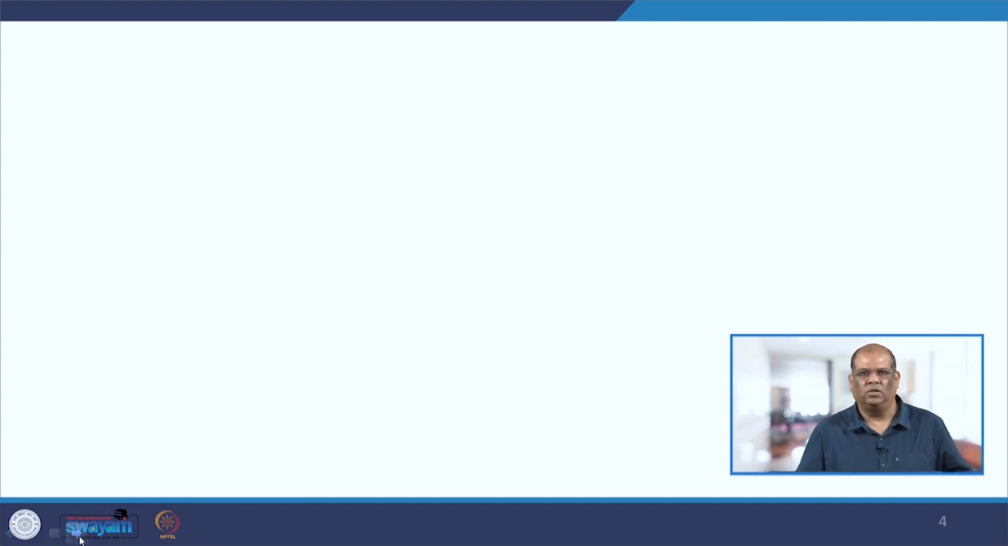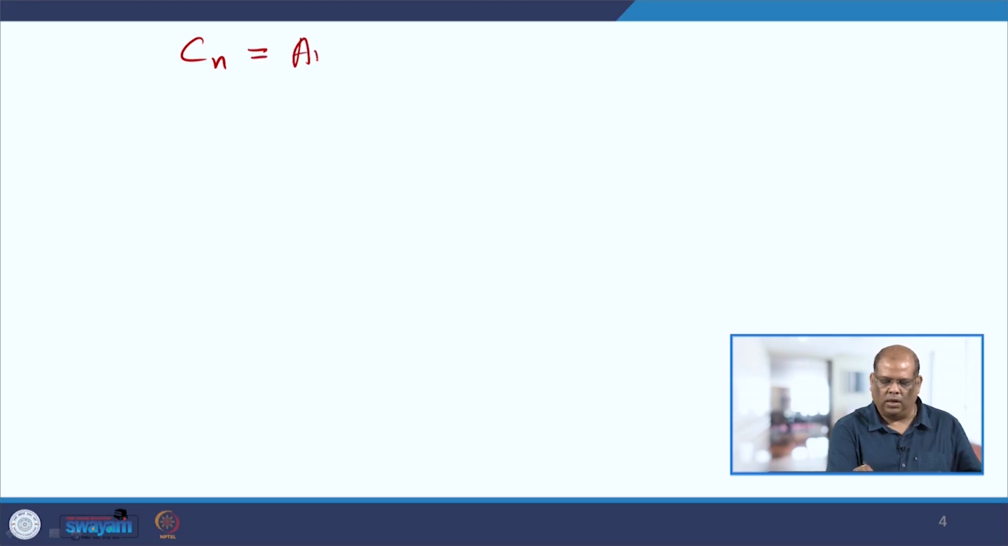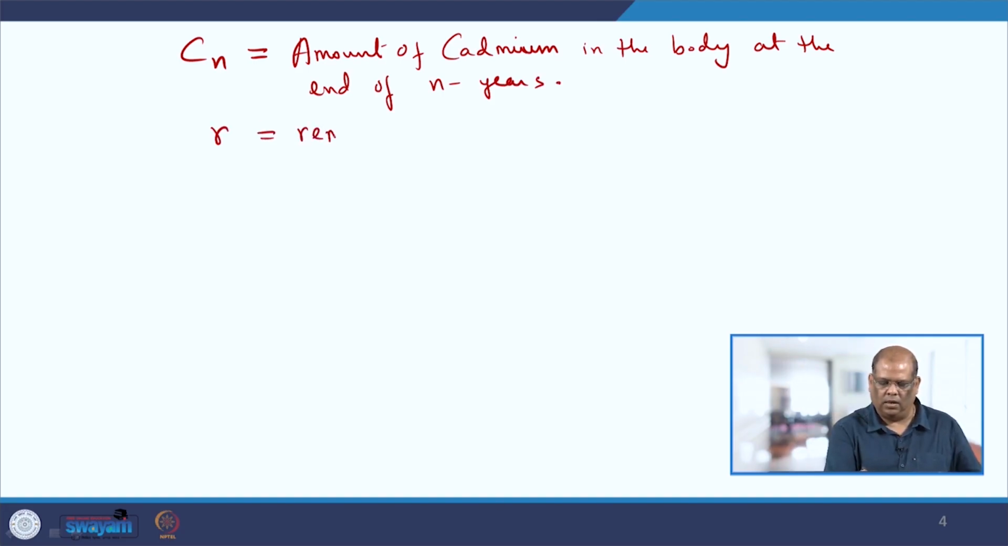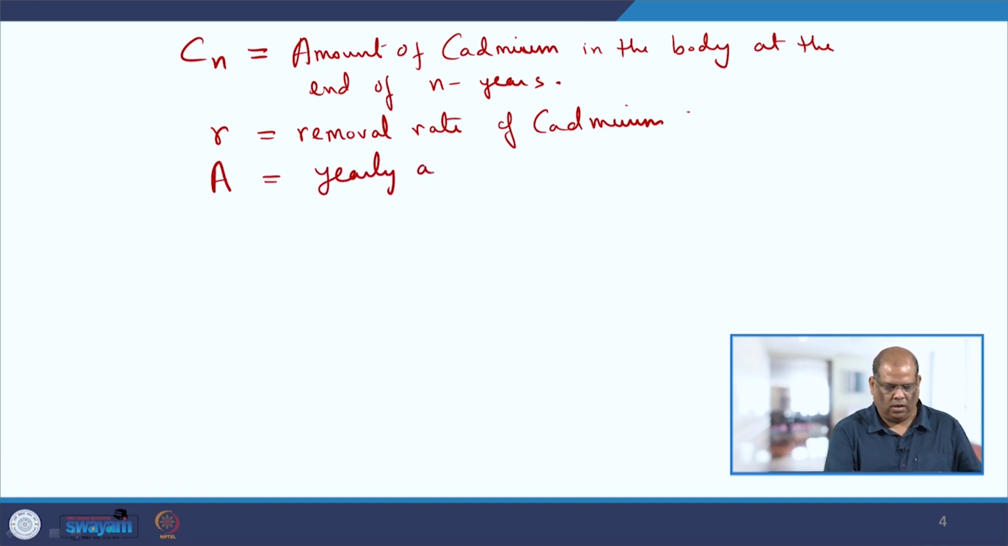Let's model this smoking problem. Let Cn be the amount of cadmium in the body at the end of n years, R the removal rate of cadmium, and A the yearly absorption of cadmium.